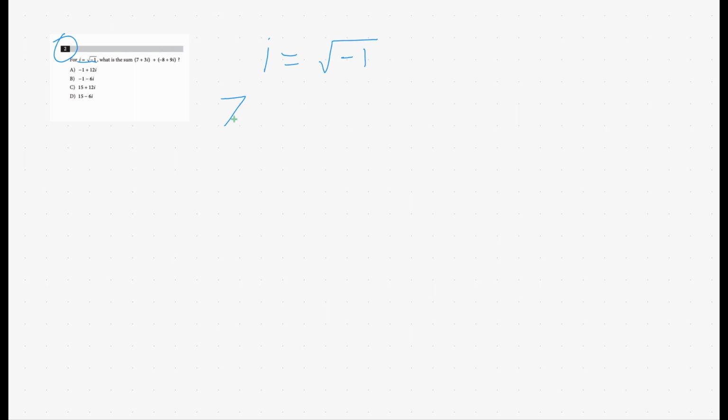So it's just telling us, what is the sum of 7 plus 3i plus -8 plus 9i? And you can treat i just like you would any other variable. And if you saw this problem with a different variable, if they didn't say i is the square root of -1, if they just said, oh, it's some random variable, you'd say, oh, okay, no big deal. I know what to do.